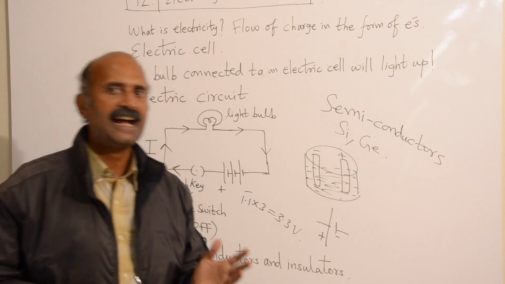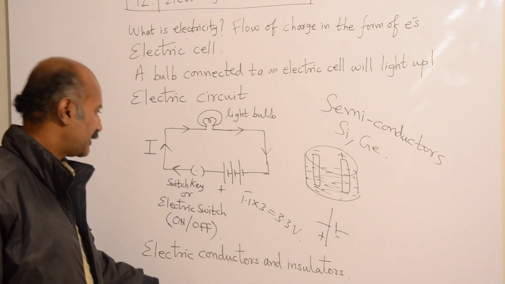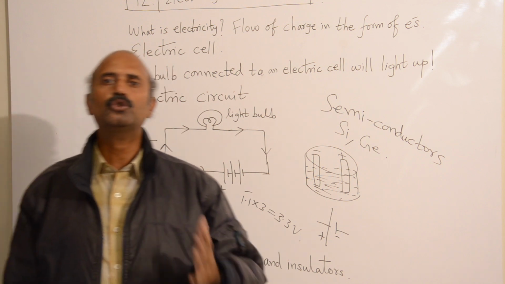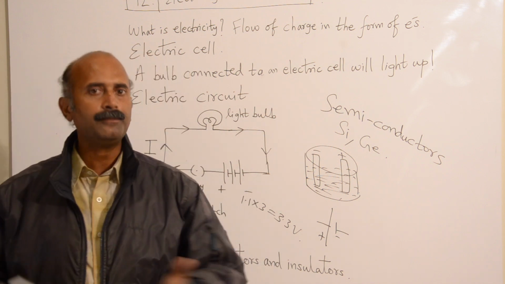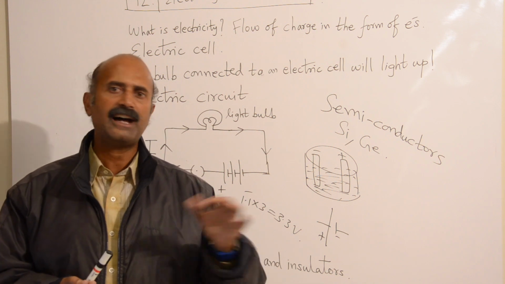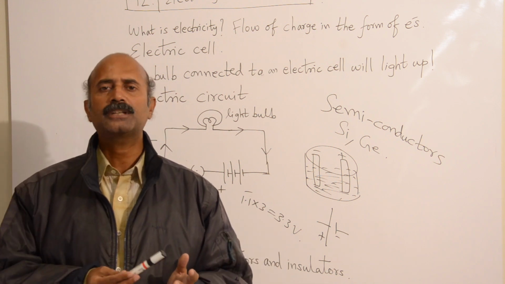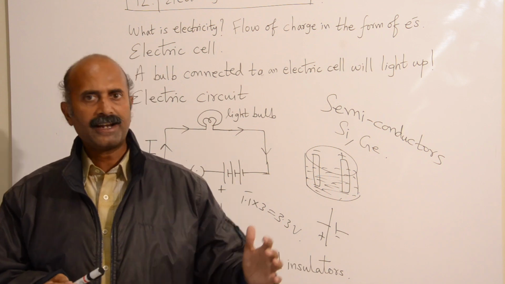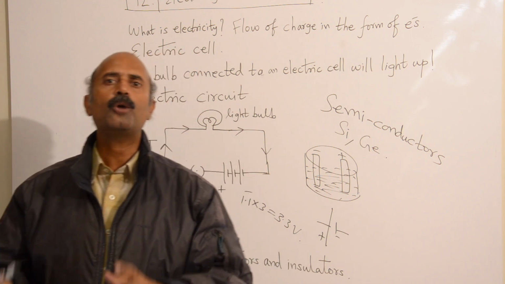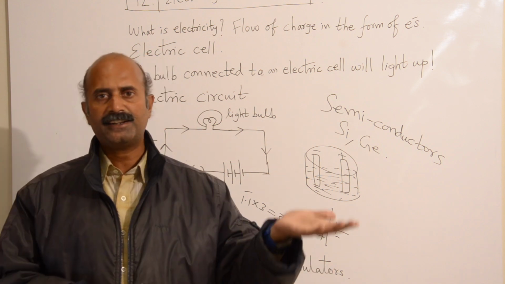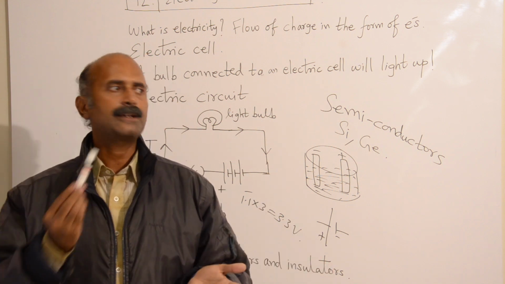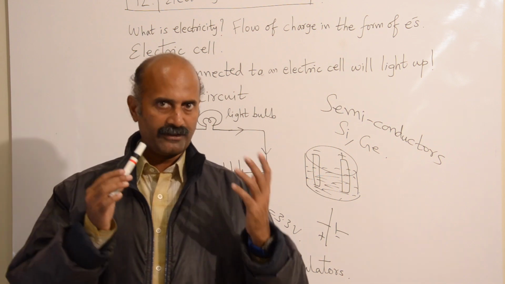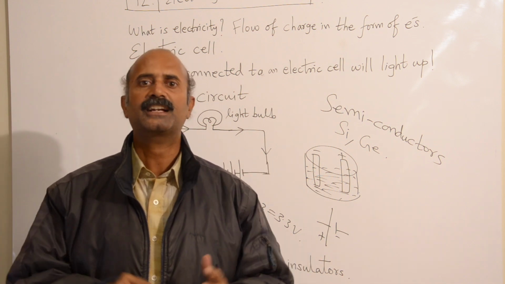So we have three main categories of substances: electric conductors, insulators and semi-conductors. Conductors are those substances which allow electricity to pass through them easily, anytime, be it low temperature or high temperature. Insulators are those substances which completely block electricity and don't allow it to pass through them. And semi-conductors are substances which are normally insulators at room temperature, conductors at higher temperatures, or if adequate light is available, they become very good conductors.